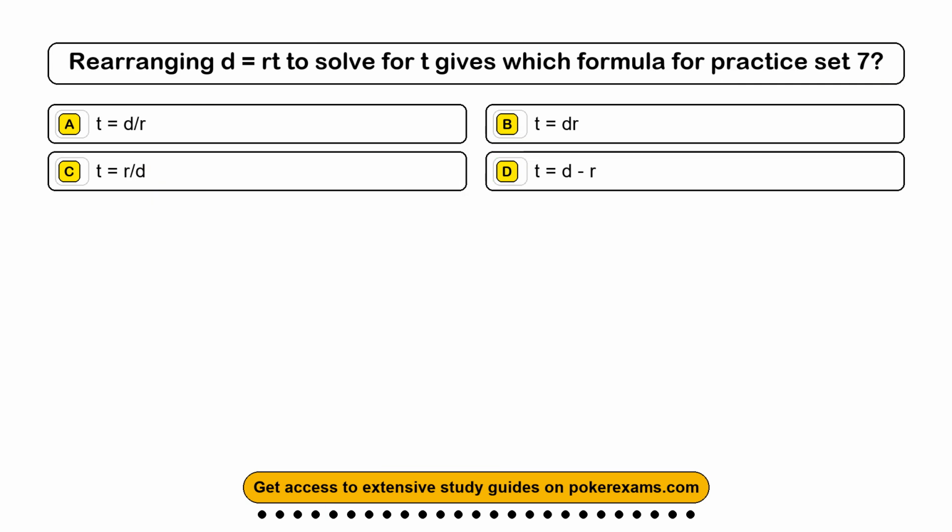Question 11. Rearranging D equals RT to solve for T gives which formula for practice set 7? Option A, T equals D slash R. Option B, T equals DR. Option C, T equals R slash D. Option D, T equals D minus R.